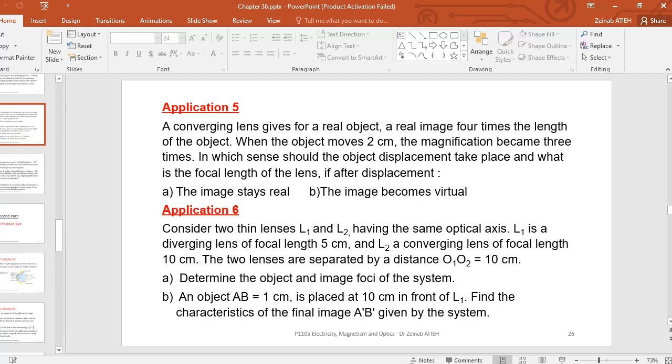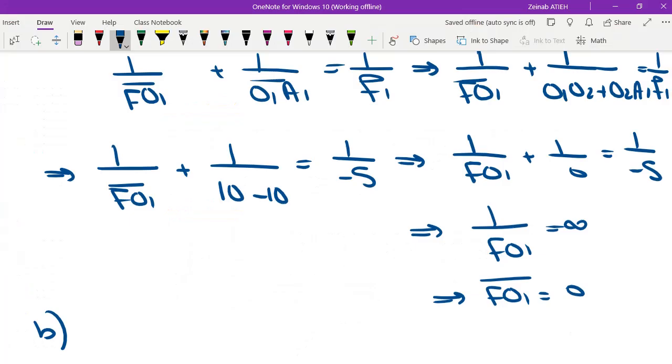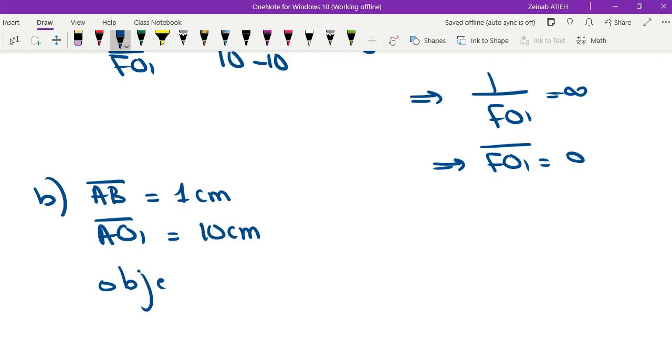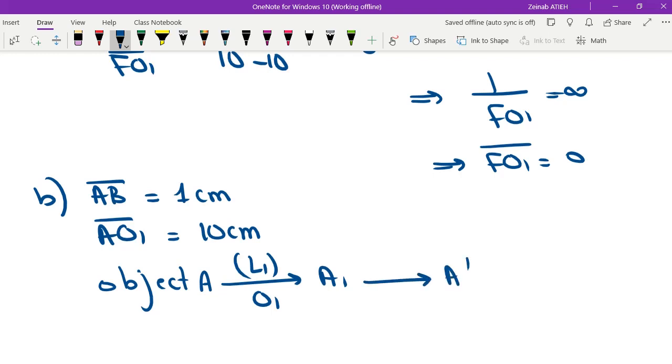هلا بس انه معي موقع الاوبجكت اللي هو عبارة عن real object, so let's do that. I've got AB equal 1 cm. This is the size of the object. My AO1, distance between the object and lens, is 10 cm. This is a real object. So object A will give me an image A1 with respect to the lens L1 with optical center O1. Object A1 will give me a final image A prime with respect to the lens L2 with optical center O2.